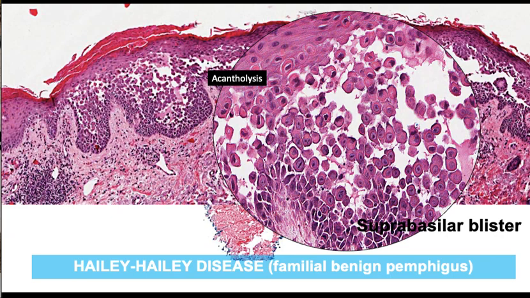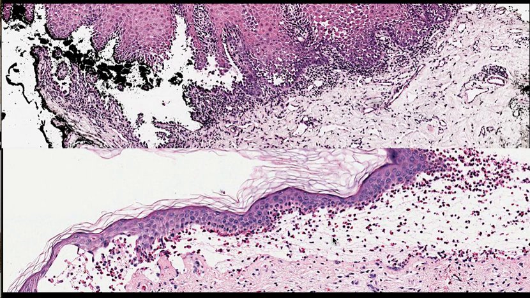These two examples I included together to give you the difference. Here we see the bullae formation is subepidermal and the cell type is eosinophils, whereas here we see the bullae formation is suprabasal and we have this tombstone pattern. So this is pemphigus vulgaris and this is bullous pemphigoid.